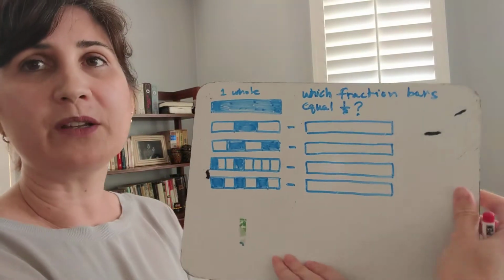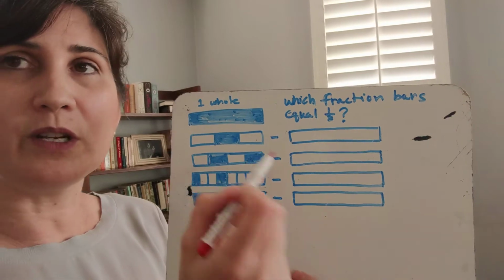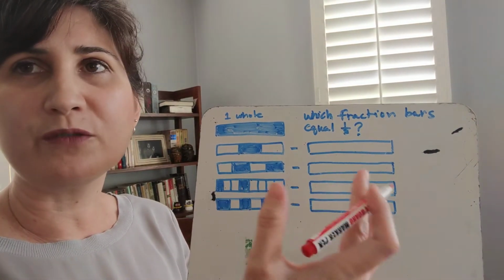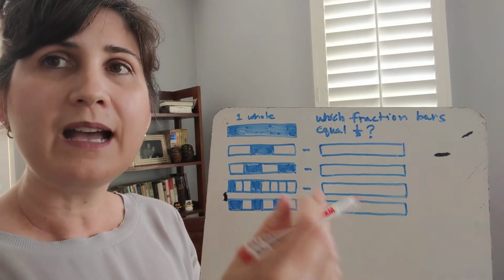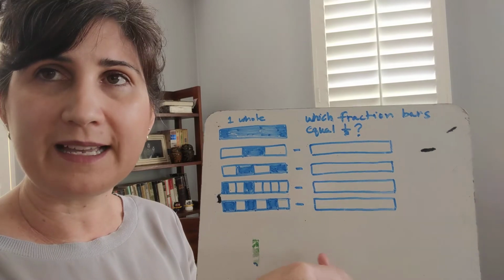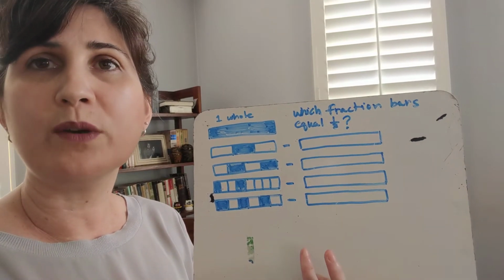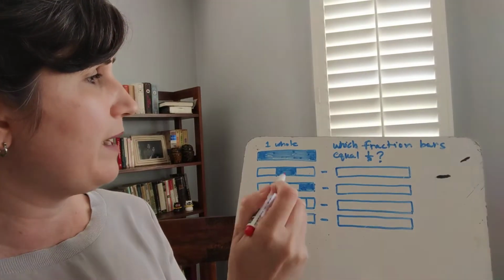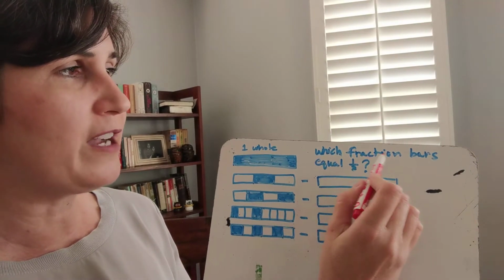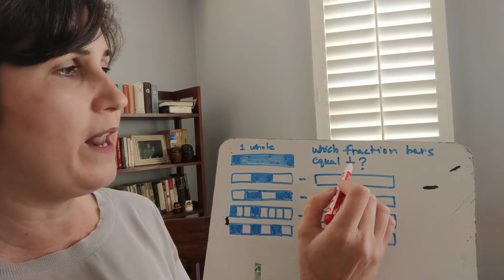Okay, so we're going to compare these fraction bars. This is something that they do in Khan Academy, but I think hearing it from me, or hearing it a different way, might help you a little bit. I realize this isn't in the packet. I'm going to start copying the pages from the packet and going over some of those with you as well. Okay, so this is one whole, and the question is, which fraction bars equal 1/3?